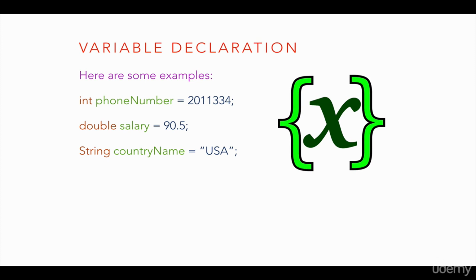Okay, int phoneNumber, and then I am assigning a number to it, and the second variable is double salary. As you can see, I am assigning a fractional value to my variable because its data type is double. Okay, for a string, as you can see, countryName, I am first writing quotes, and in between the quotes I am writing my country name, for example, USA, United States of America. Okay, that's it.